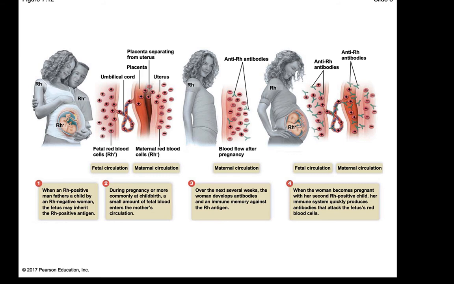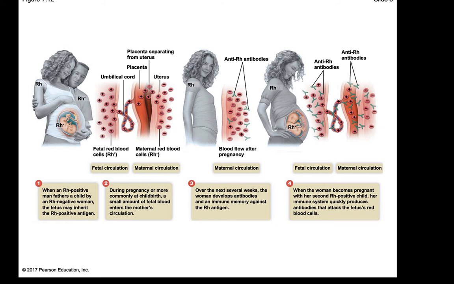Now, during pregnancy, or more commonly at childbirth, a small amount of fetal blood enters the mother's circulation. Over the next several weeks, the woman develops antibodies and an immune memory against the Rh antigen. When the woman becomes pregnant with her second Rh positive child, her immune system quickly produces antibodies that attack the fetus's red blood cells. So that's the issue.